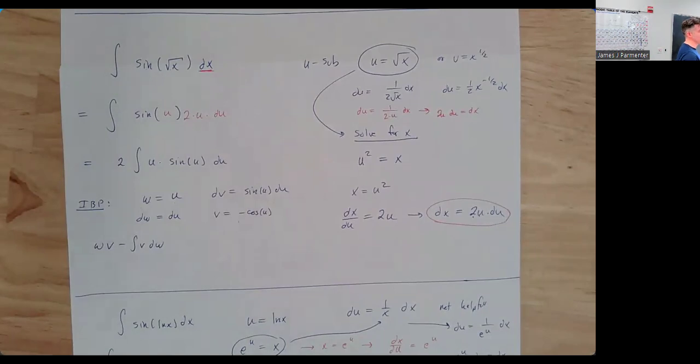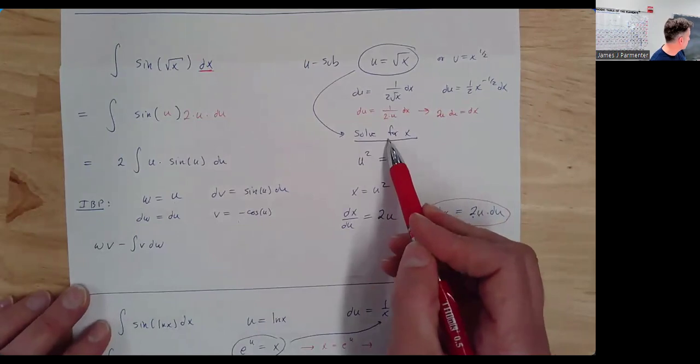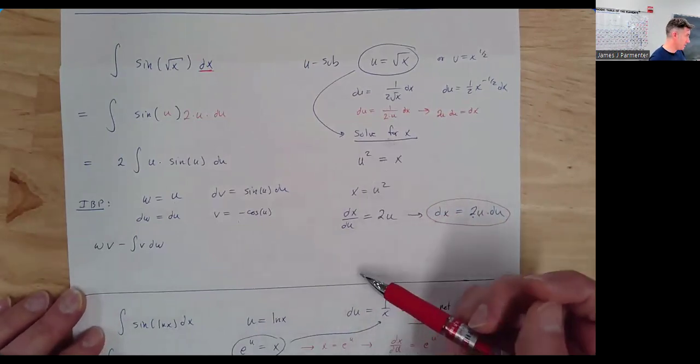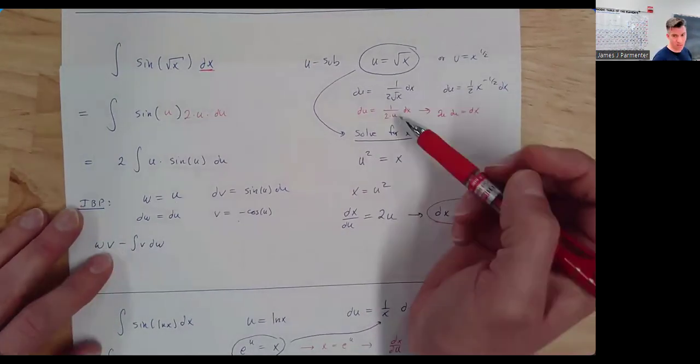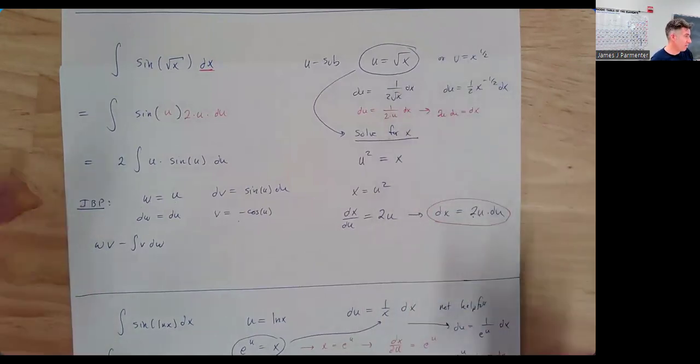It's almost always more straightforward and easy to solve for x, and then just take the derivative of both sides and get dx equal to whatever. If you're doing it this way, you have to work harder to get dx on its own, I think.